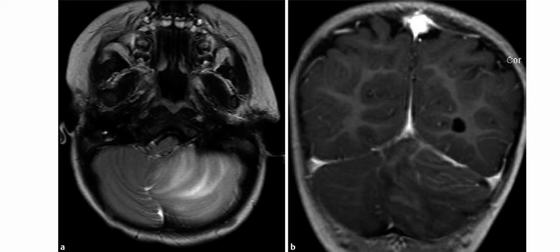So the key finding here is a cerebellar mass with a striated or corduroy appearance. This is a typical imaging finding in the case of Lhermitte-Duclos disease.